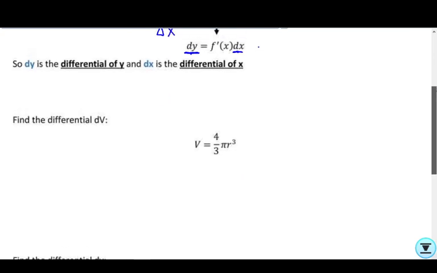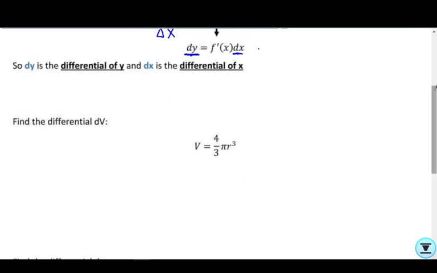Okay, so for instance, the volume equation for a sphere. Find the differential dv. So I'm going to take the derivative of this with respect to r. When I take the derivative of v with respect to r, I get dv over dr equals 4 pi r squared. Just taking the derivative: take 3, move it out front, 4 thirds times 3 is 4, subtract 1 from the power, you get 2. So this is my derivative.